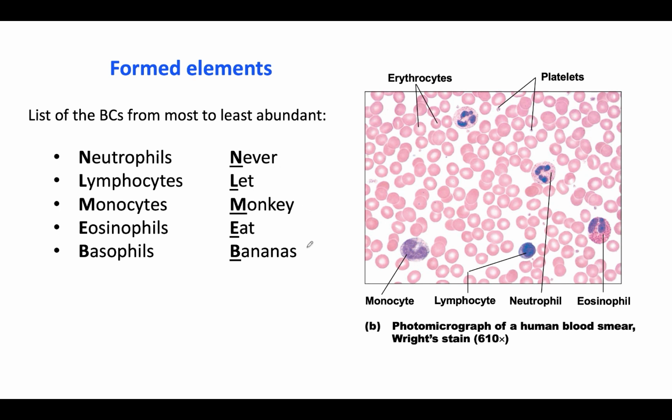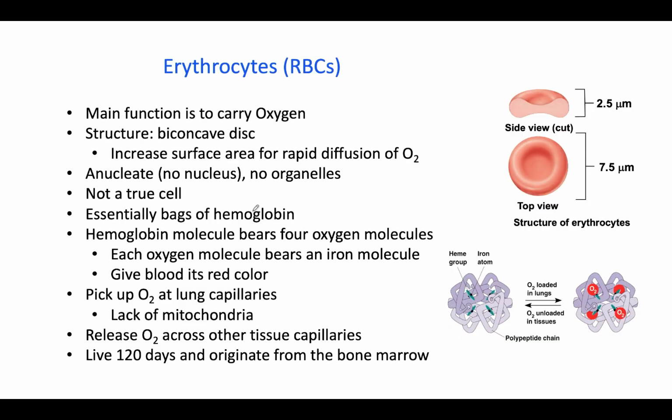In addition to this sentence, you have one more important formed element. That is erythrocyte. We will study red blood cell first. This is the structure of a red blood cell. The diameter of red blood cell is about 7.5 micrometers. And red blood cell has a biconcave disc structure. This structure increases surface area by 30% for the purpose of rapid diffusion of oxygen.